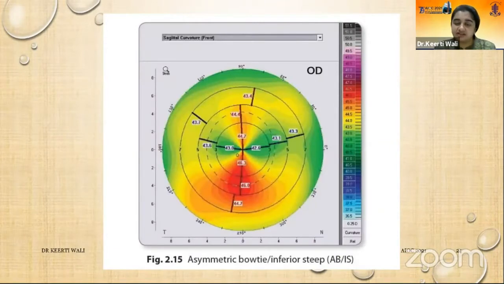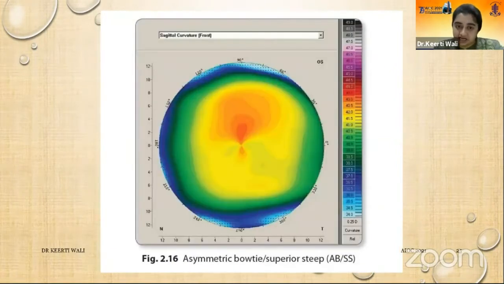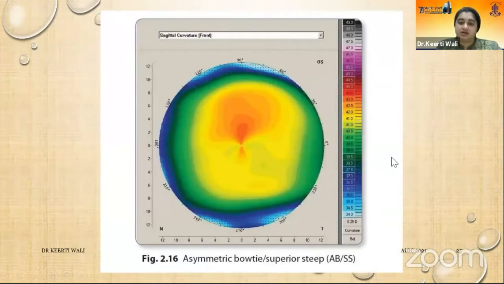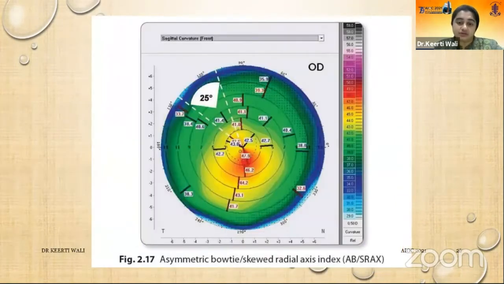Asymmetric bow tie with inferior steepening is a high risk if associated with keratometry values more than 50. However, this comes in the moderate risk because the keratometric values are not so much. Okay. This shows the asymmetric bow tie with superior steepening. This shows the asymmetric bow tie with skewing of the radial axis, characteristic of keratoconus.